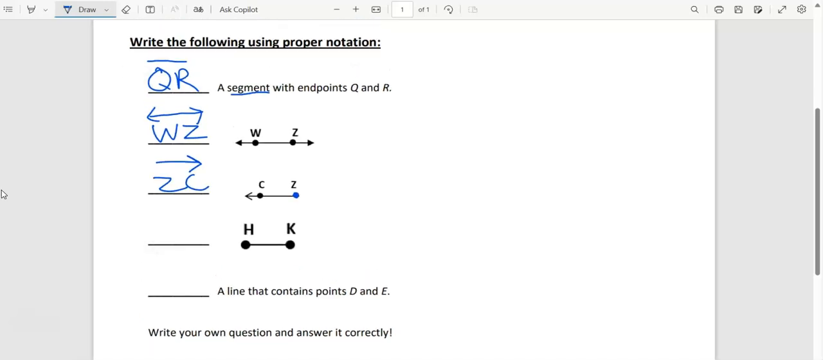Yes. H and K, what is this with 2 endpoints? It is a segment, a line segment. So you're going to put the 2 points, the endpoints, with a segment on top, okay? And last one, it tells you what it is. It is a line. So you got D and E. And since it's a line, you got to put a line on top.